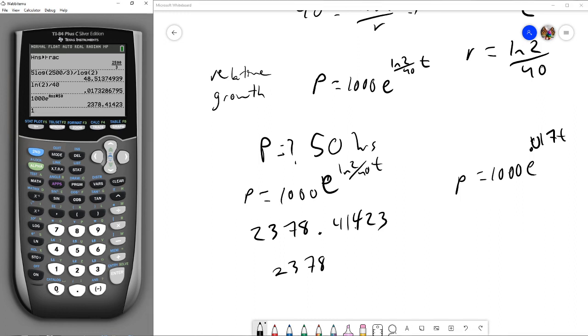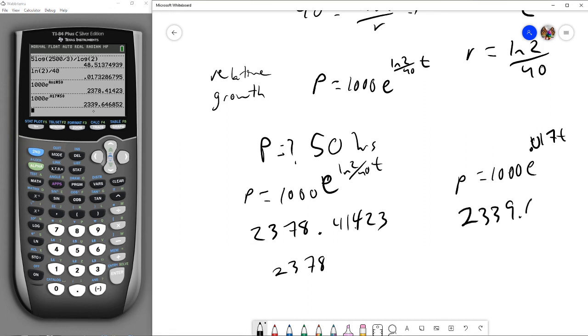So if we do the other one, we have 1000 e to the 0.017 times 50. Let's see how many bacteria we're at. We are missing about 40 bacteria. So this is 2339.6468. So this would tell us that we have about 2,339 bacteria. I'm rounding down for both values, whereas here we have 2,378. That's a difference of 39 bacteria. So that's quite a bit of bacteria.